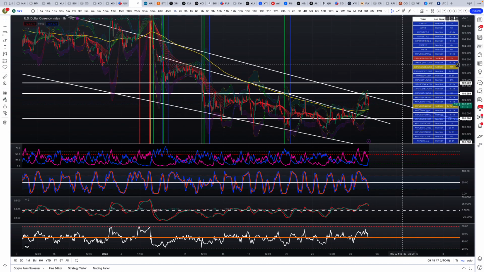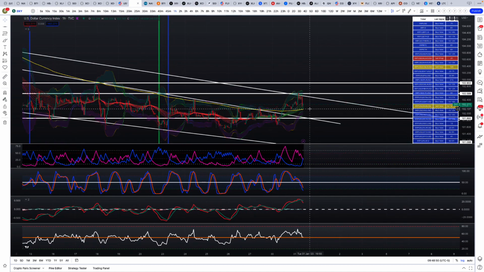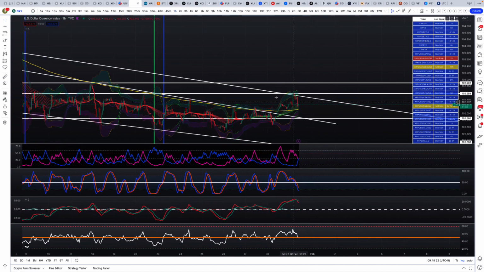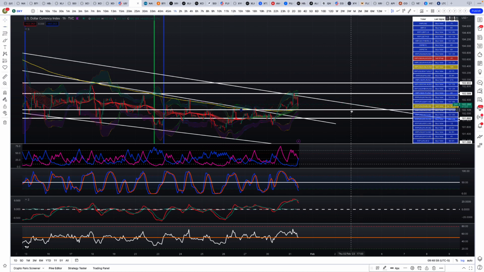So I would really like for us to see a break below the EMA ribbon and this be a fake out. So I'm going to put this extra level here around 102.11 right there. I'd like to see us break down below that for sure. So that's what we're watching there.